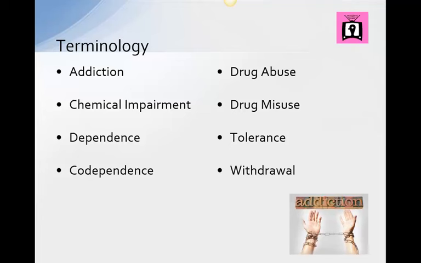Now, chemical impairment is a term used by healthcare providers to describe behaviors related to the effects of the drug or substance on a person's performance. So if they're impaired because of the substance. Dependency is a reliance on a substance that's reached a level that its absence will cause impairment of function. Codependence usually refers to the dependence of one person on another person who is addicted.